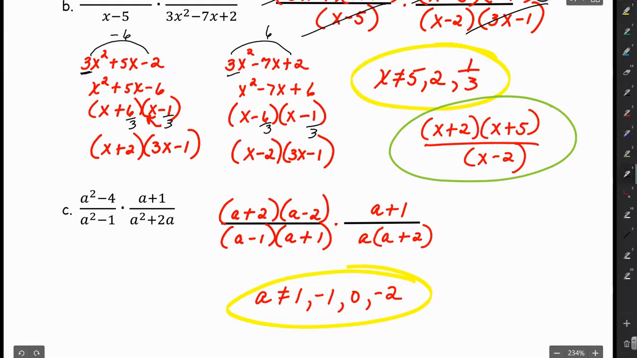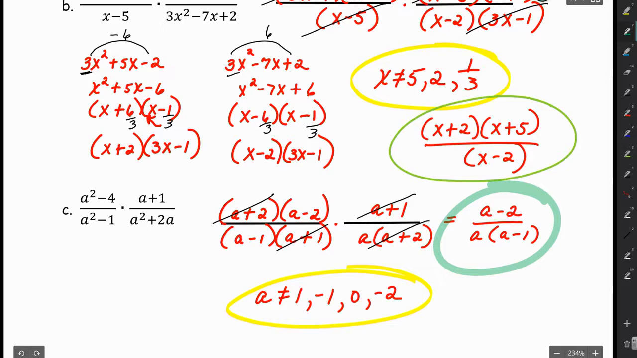Okay, we're going to cancel out anything that's like terms. And we're left with A minus 2 over A times A minus 1. Okay, moving on to the next page.